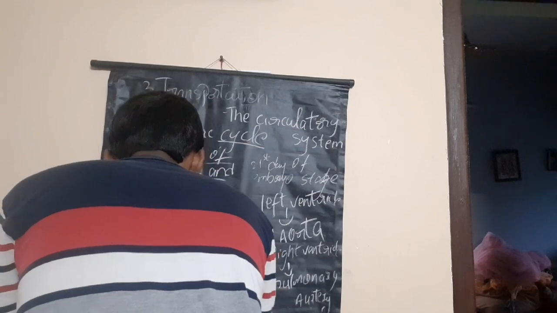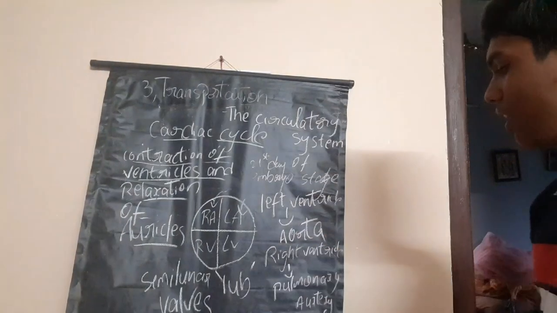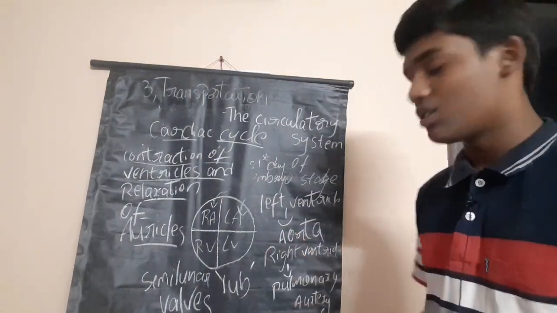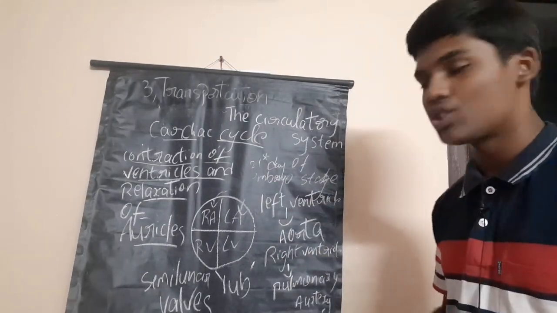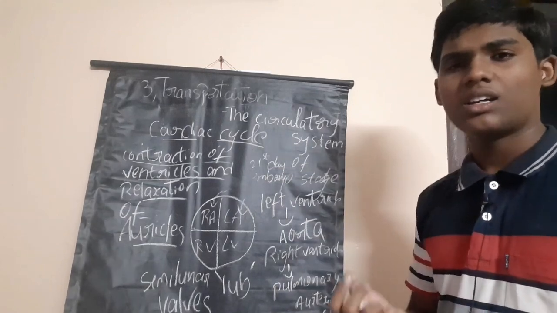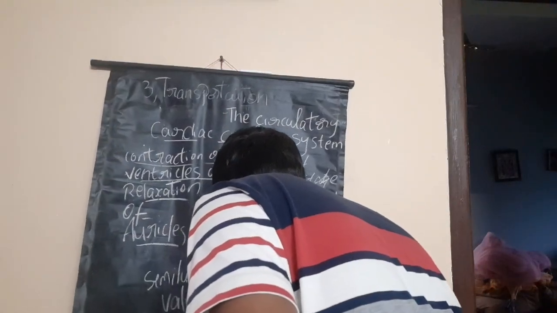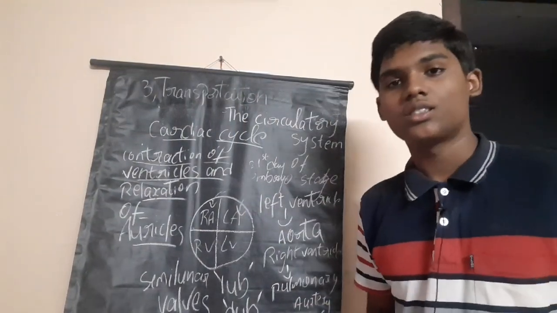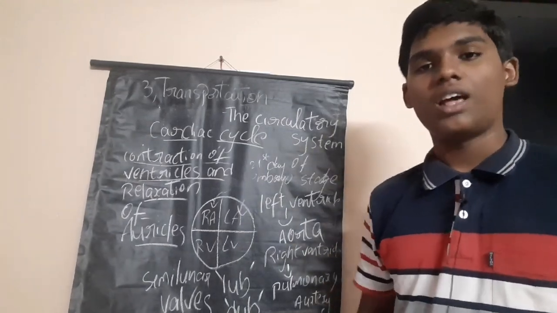Semilunar valves. In the aorta and pulmonary artery, during the relaxation of the ventricles, the blood won't go from the aorta back to the left ventricle. These valves close and make a small sound called dub. These are the two reasons why our heart beats like lub dub. We say that the heart beats lub dub like that.